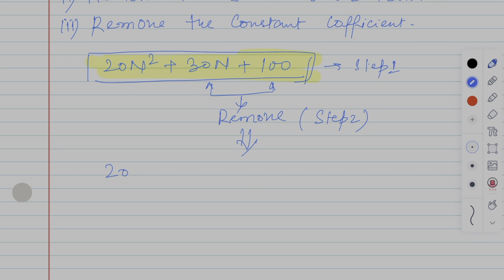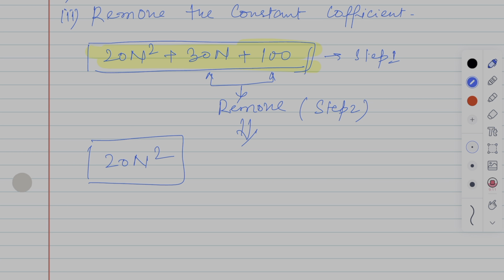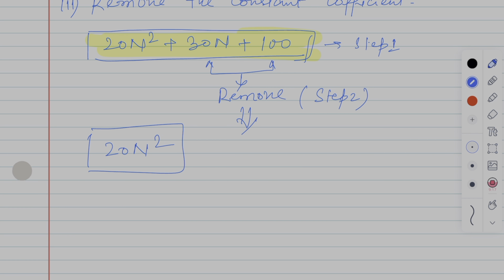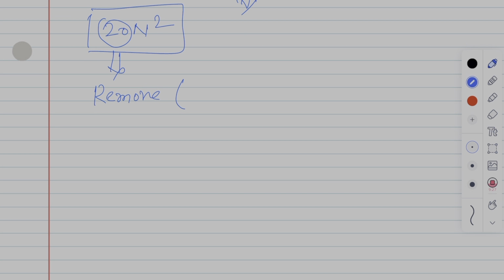Okay. I will explain why we are going to remove and why we don't need it. But let's just find the time complexity of this algorithm. So now it comes to 20n square. Now the thing is remove the constant coefficient. So we will remove this. It is our step number 3. So we will get n square. So our time complexity will be big O of n square.